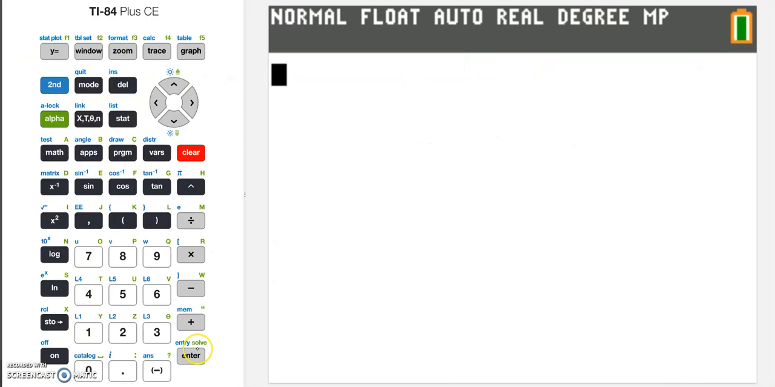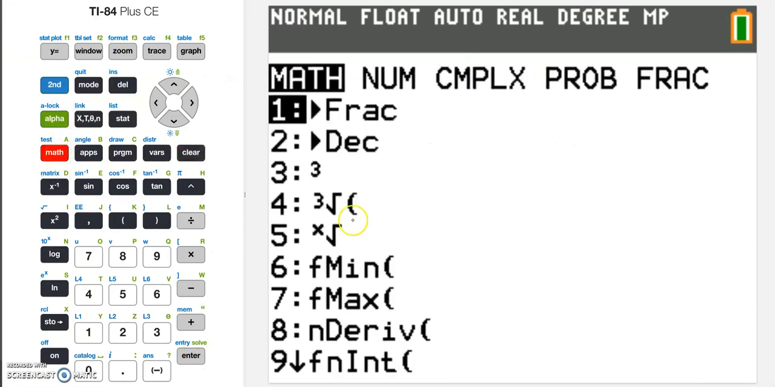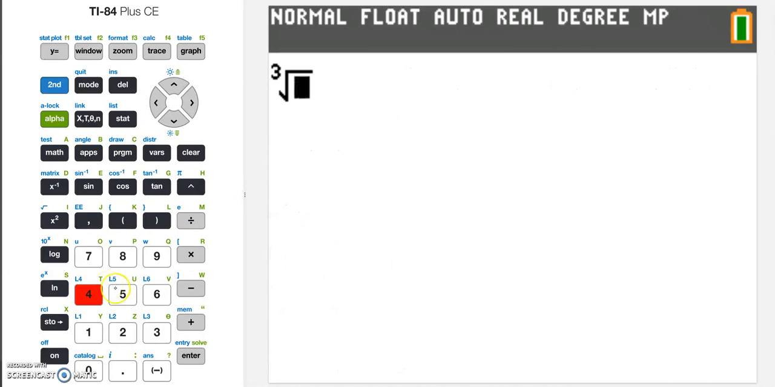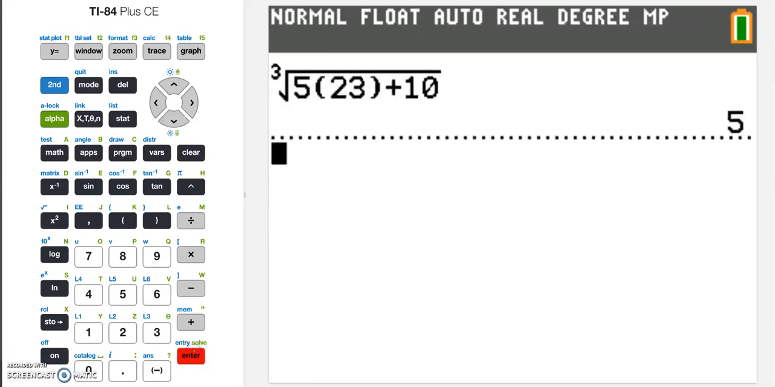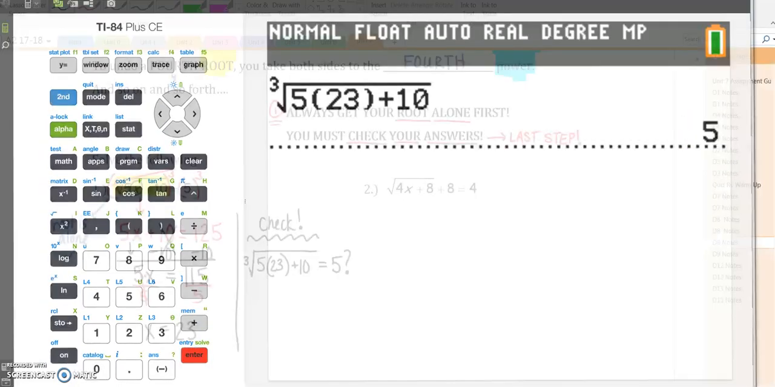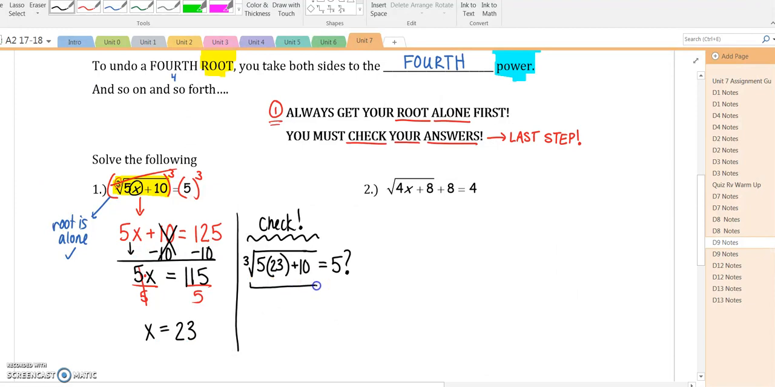So cubed root. Remember, cubed root, that's math, and it's the number 4 option here. Cubed root. And then I believe it's 5 parentheses 23, that's 5 times 23, and plus 10. There we go. And I'm going to press enter, so I'm just doing one side at a time. That says 5. So now I know that this whole thing equals 5, and now I'm asking myself, does that equal 5? Well, I do believe 5 equals 5.